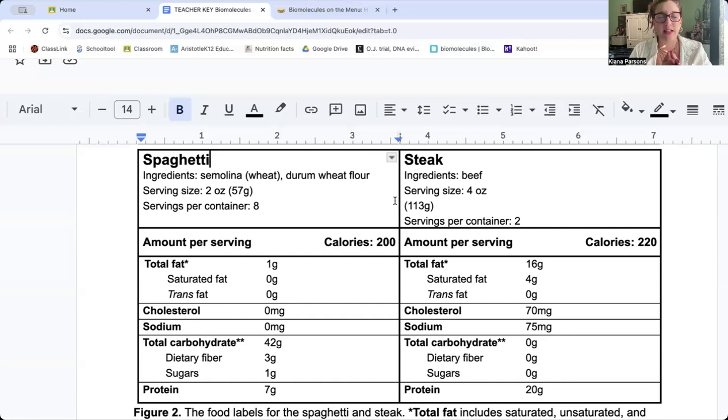So finally, looking at the protein content, we can see the spaghetti is almost all of the calories from carbohydrates, but there are 7 grams of protein in the spaghetti, while the steak has more than twice the amount of protein, with 20 grams of protein in the steak. So most of the calories in the steak are coming from fat and protein, while the calories in the spaghetti are coming from mostly the carbohydrates. But the spaghetti is more balanced. You can see the spaghetti has fat, carbohydrates, and protein, while the steak is mostly fat and protein.